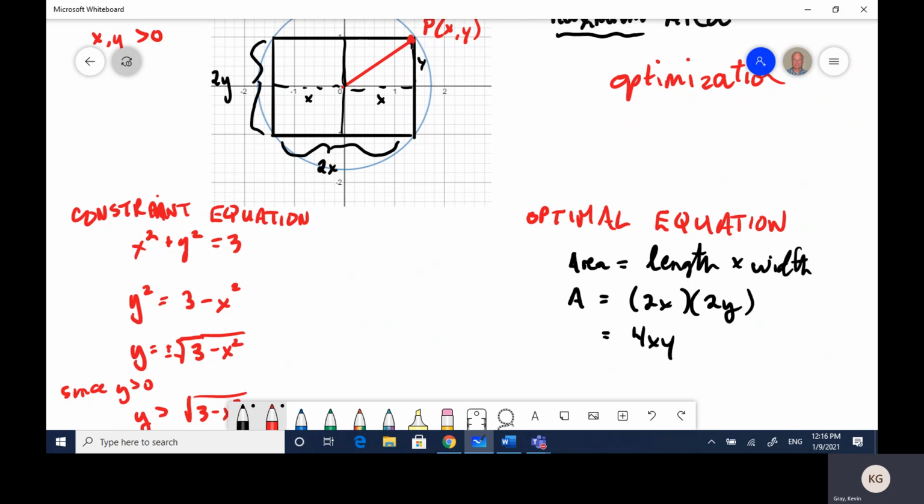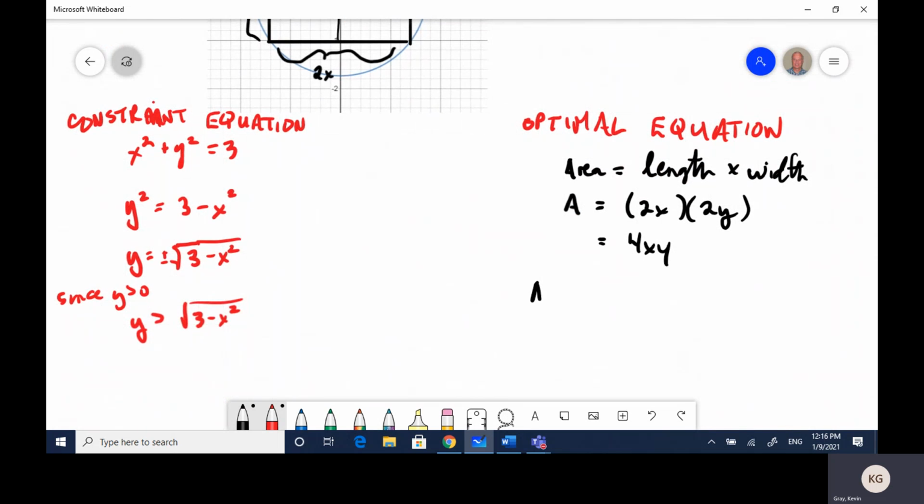As a function, okay, I'm going to write my area as a function of x, and I'm going to replace y with the constraint equation. Okay, and that'll be the square root of 3 minus x squared. So there's an equation that represents area in terms of one single independent variable. In this case, it's x. Now I've seen students solve for x and use that into y, and that's fine too.